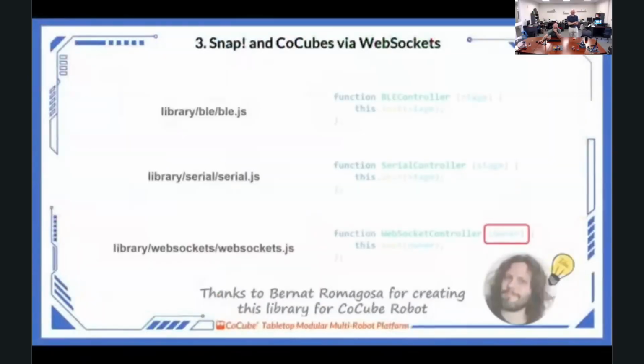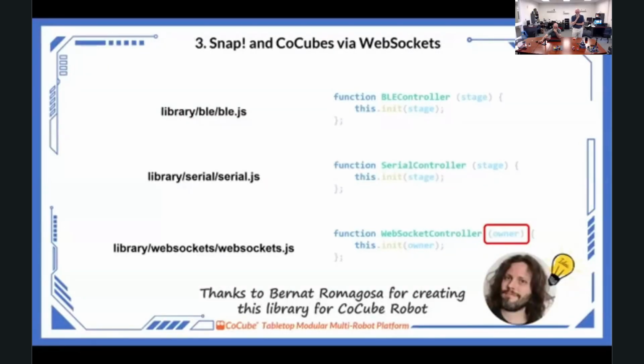Okay, so how did we achieve this? A special thanks to Bernard for creating this WebSockets library for CoCube. In previous libraries, like the BLE or serial libraries, objects were bound to the stage. But with the WebSockets library, objects are bound to the owner, meaning each sprite can become a WebSockets client, allowing independent communication with each robot.